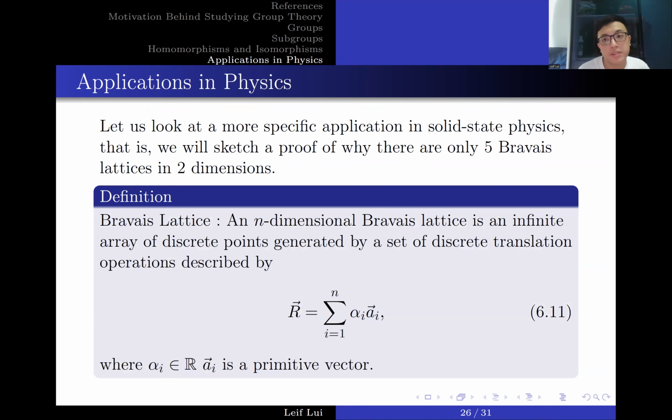Now let us look at a more specific example in solid state physics, and that is I will sketch a proof as to why there's only 5 Bravais lattices in 2 dimensions. So let us define what a Bravais lattice is.